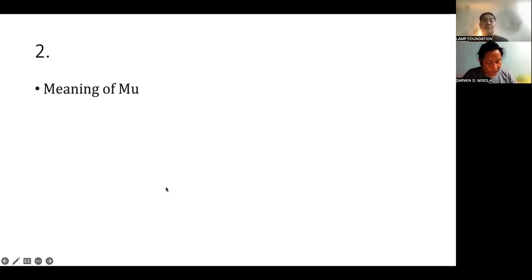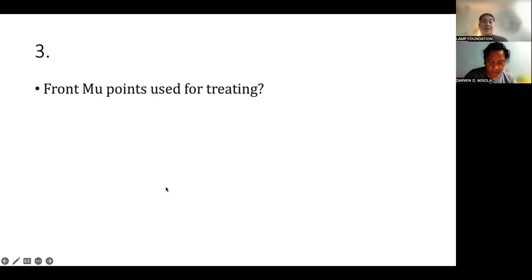Okay, what is the meaning of front? It's to gather, collect, or recruit. Yeah, dito po nakakolect lahat ng chi ng organ. Okay? Front points are used for treating what? The organ or the channel? Organ, sir. Very good. Okay.